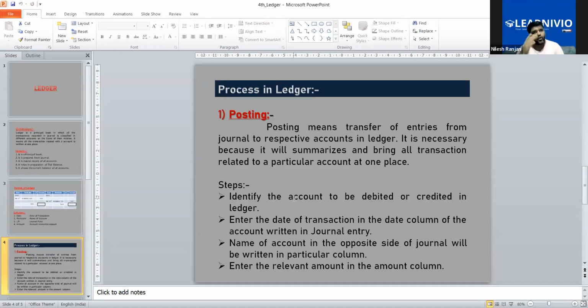So after creating all the formats, after creating each and every account of the journal into the ledger, this is the actual process. First step is called posting. Posting means transfer of entries from journal to respective account in ledger. It is necessary because it will summarize and bring all the transactions related to a particular account at one place. So from journal, we will read every entry and post them into respective ledger.